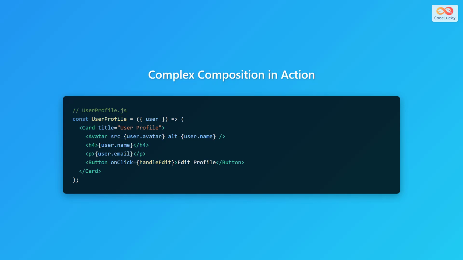Let's look at a more complex composition example, creating a user profile component. This component utilizes both the card and avatar components and the button component. The user profile component takes a user object as a property. It renders a card component with the title user profile. Inside the card, it displays the user's avatar, name, and email, along with an edit profile button. This demonstrates how you can combine multiple components to create a rich, interactive user interface.